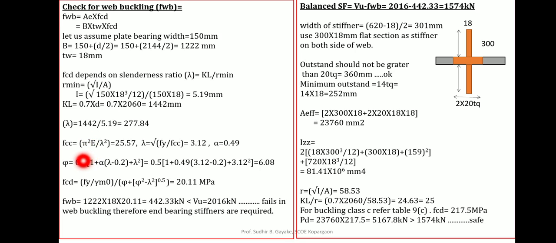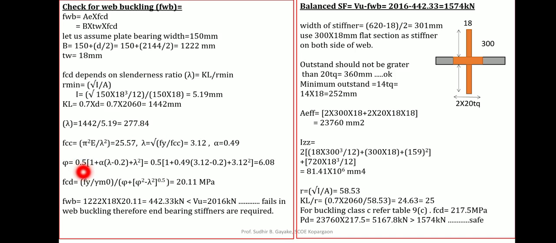So Fcc is given as pi square E divided by lambda square, and for that lambda value we have already calculated. E is 2 into 10 raised to 5. Sorry, I am getting the value as 25.57. Now based on this you calculate lambda as under root of Fy by Fcc. So that is 3.12, and alpha is always 0.49 for a rolled section.